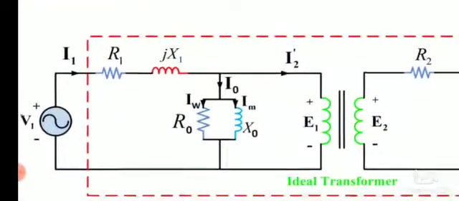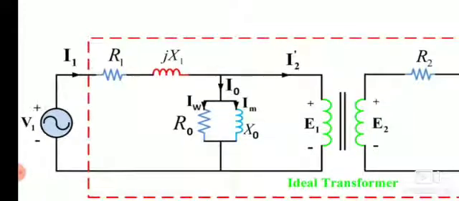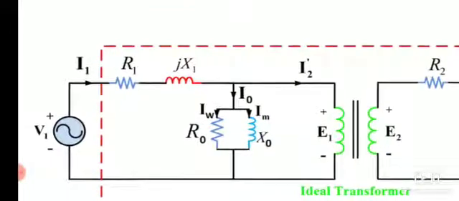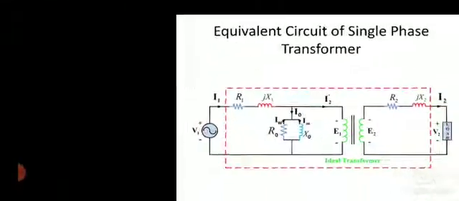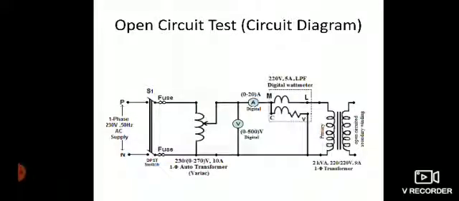One thing you should keep in mind: the phasor sum of I0 and I2 dash is equal to I1 if nodal analysis is used. Now we have several parameters like R0, X0, R1, X1 and R2, X2. These parameters can be found out with the help of various tests. So we will start with the open circuit test.